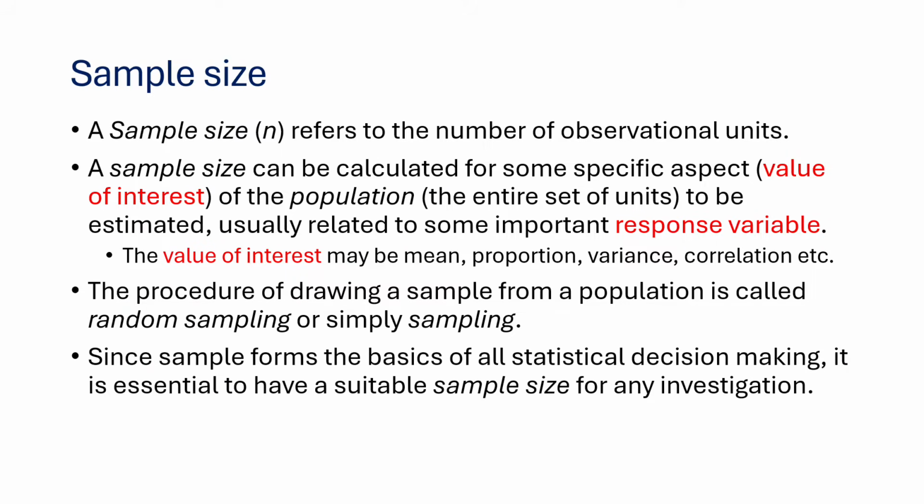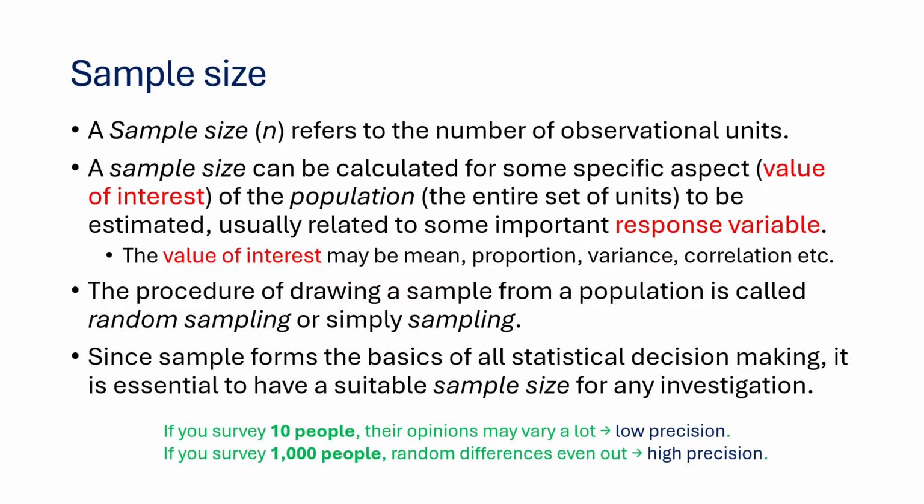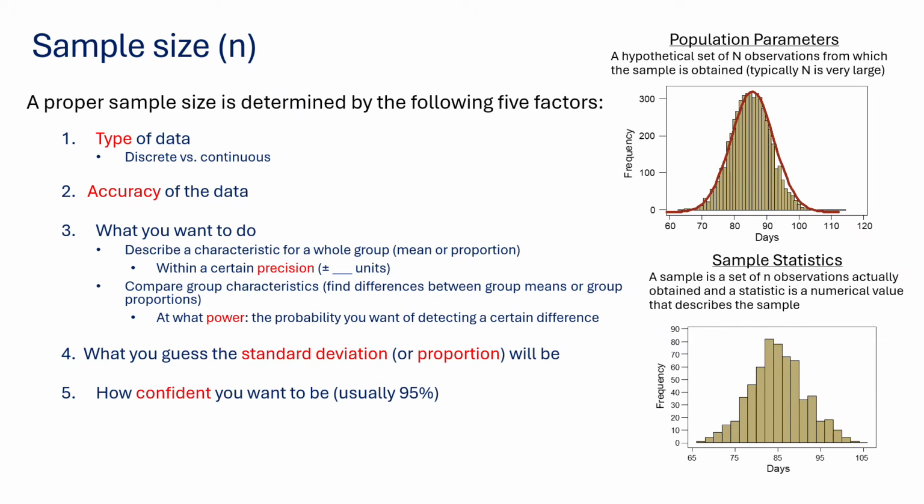The sample size refers to the number of observational units. The sample size can be calculated for some specific aspects, which you may call value of interest of the population. That value of interest may sometimes be mean, proportion, variance, correlations, etc. The procedure of drawing a sample from a population is called random sampling or simply sampling. Since sample forms the basis of all statistical decision making, it is essential to have a suitable sample size for any investigation. That's where we always trust larger samples so that you get high precision estimates.